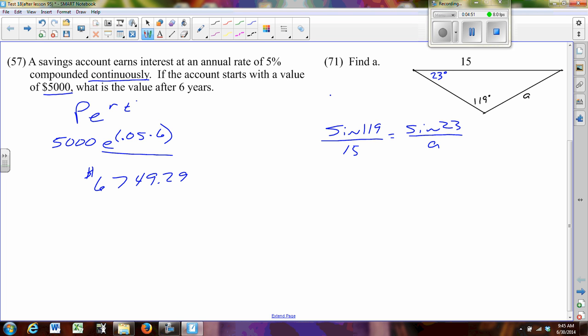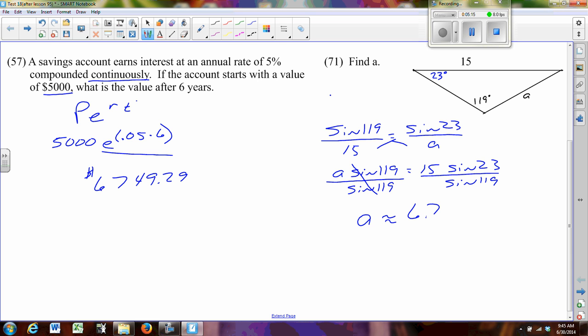This one works out because we have one variable, A. Here I can cross multiply. So I'd have A sine of 119 equals 15 sine of 23. From here, divide by sine of 119. That cancels, so A would approximately be, after you punch this in, 6.7.